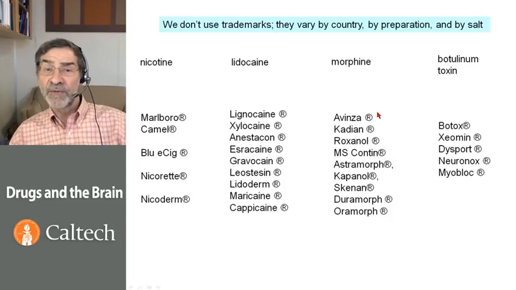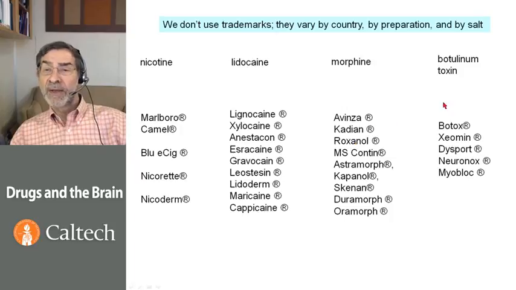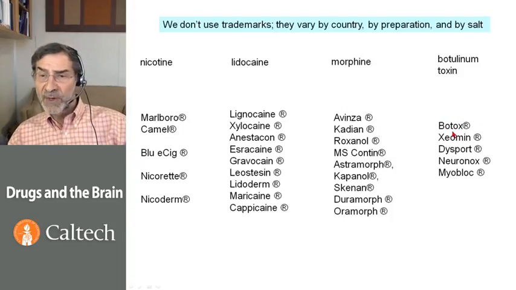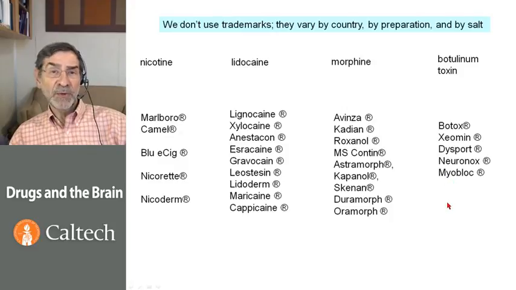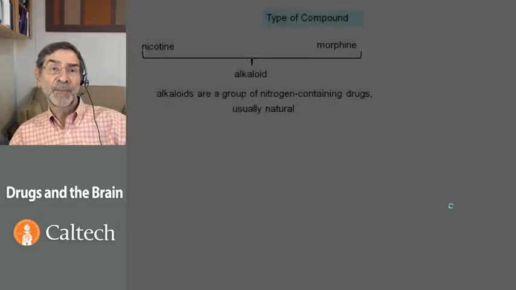Likewise for morphine, whether it's being used as an analgesic or a sedative or as an adjunct to anesthesia. And botulinum toxin, when it's used as a cosmetic, mostly has this trademark, but other manufacturers and other countries provide it with other trademarks. So we won't use trademarks at all.